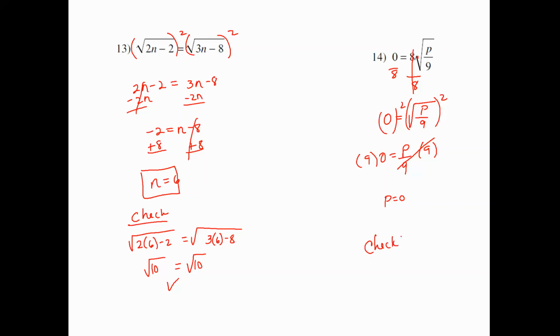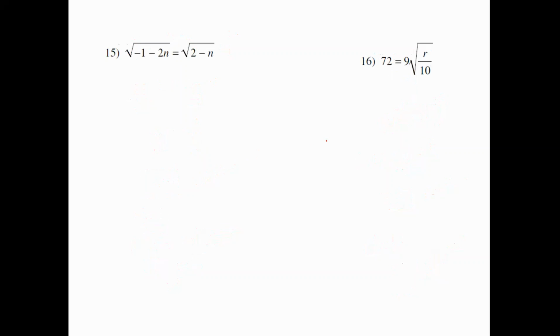So now you check. Does 0 equal 8 times the square root of 0 over 9? Yes, this is 0, and 0 times 8 is 0. So this would be a solution. Forgot to write it here. Alright, 2 more problems. Here we go.